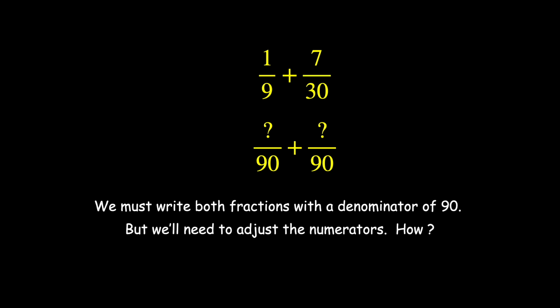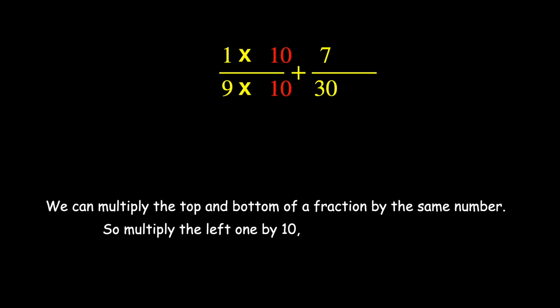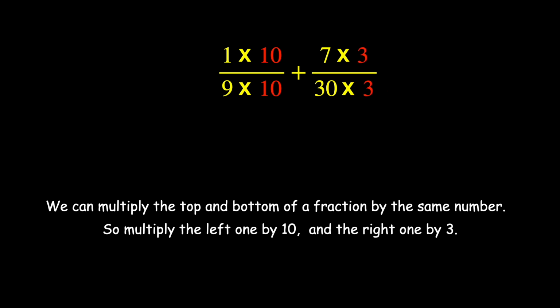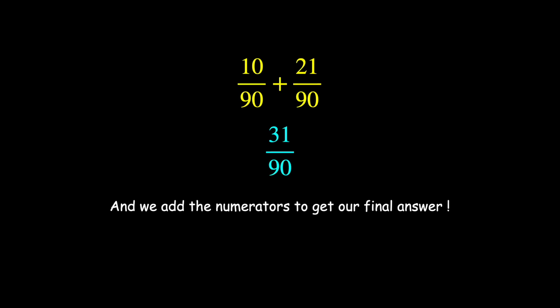But we'll need to adjust the numerators. How do we do this? We can multiply the top and bottom of any fraction by the same number. So we multiply the left one by 10 and the right one by 3. So that now both fractions have the same denominator. And now we can add the numerators to get our final answer.